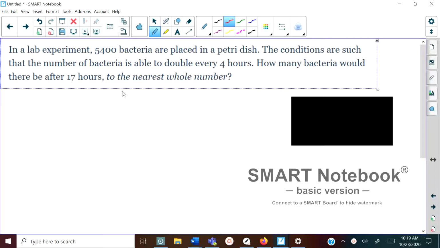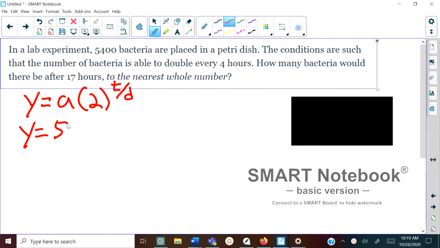Well, since we're doubling here, we want to use the doubling formula. And the doubling formula is going to be y is equal to a times 2 raised to the t over d, because we're doubling. And now we're just going to plug in these elements here. We're going to plug in the 5,400 because that's where we begin with. We're going to multiply that times 2. And we're going to raise it to the total number of hours here, which is 17. And divide it by however many times it doubles, 4.